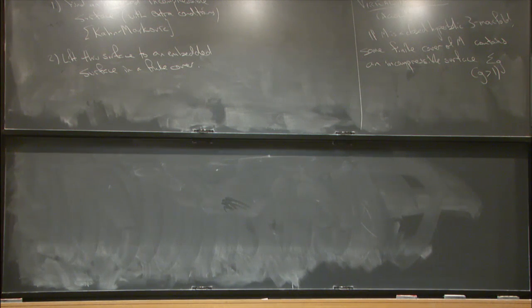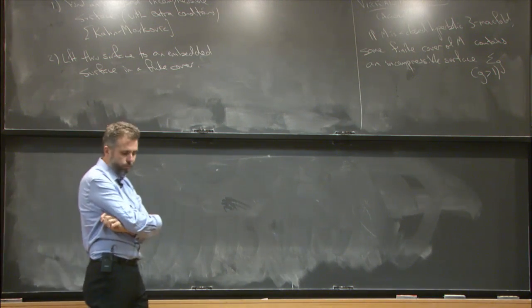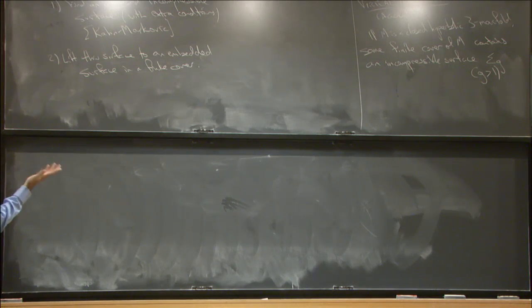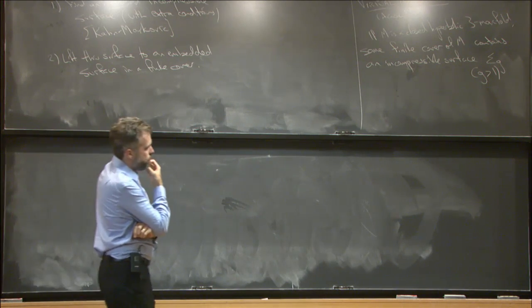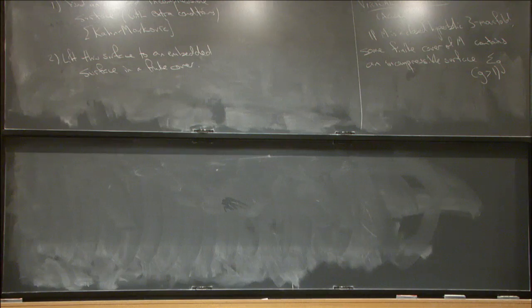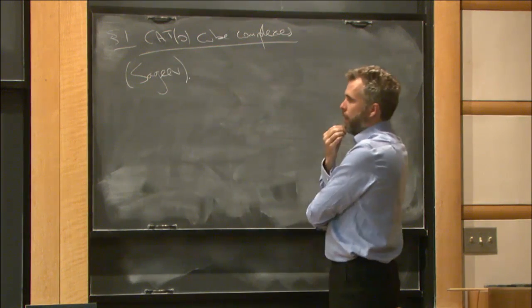And Sageev's construction is a generalization of that to the case where you don't have an embedded codimension 1 thing. Instead of a tree, he's going to find a complex built out of cubes. So instead of just edges, he's built out of cubes. So let me tell you a little bit about how that works.